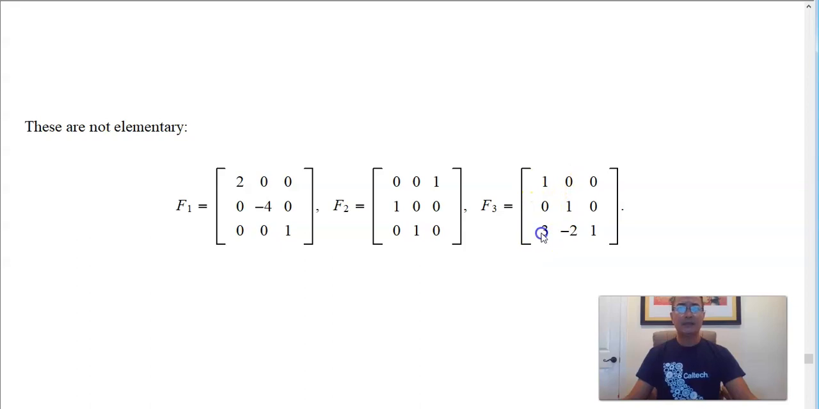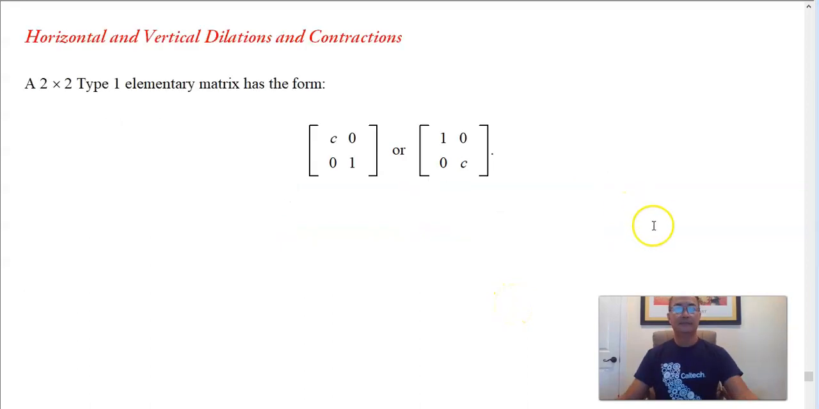Similarly here, if you want 3 and -2 on the third row, you need 3 of the first row added to the third row, and -2 of the second row added to the third row. That's two elementary operations. That's not elementary. So let's drop down and look at 2 by 2 type 1 elementary matrices.